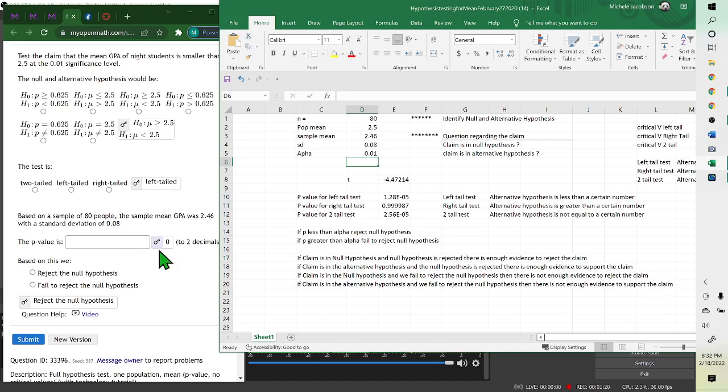And we wanted the p-value. So over here's the list of p-values. It was a left tail, so you use the first one: 1.28 times 10 to the negative 5. That means we're moving 5 decimal places to the left, so this would be 0.